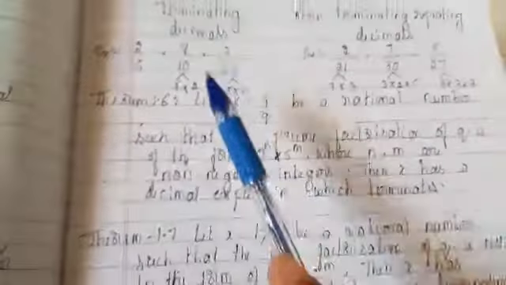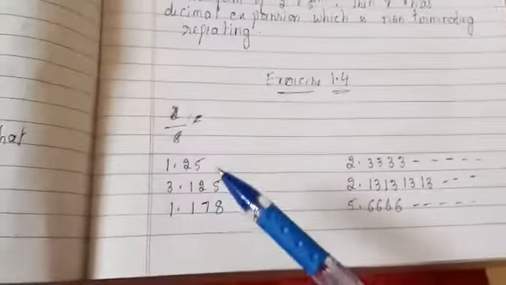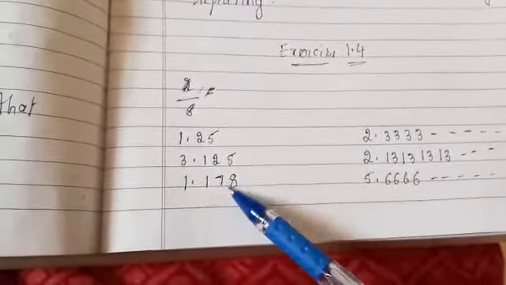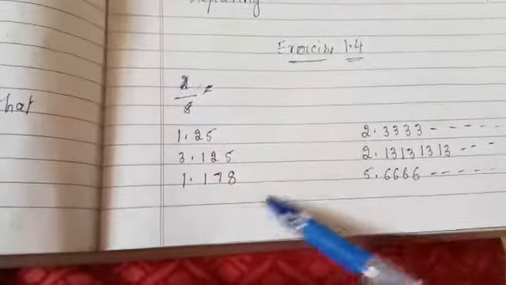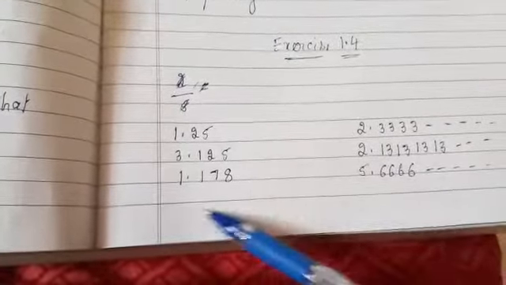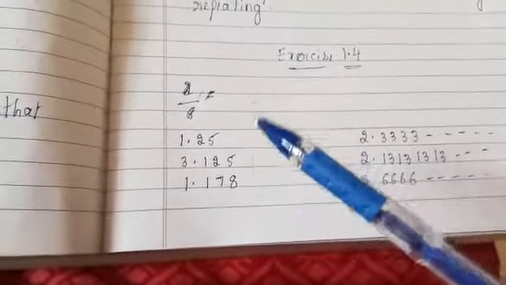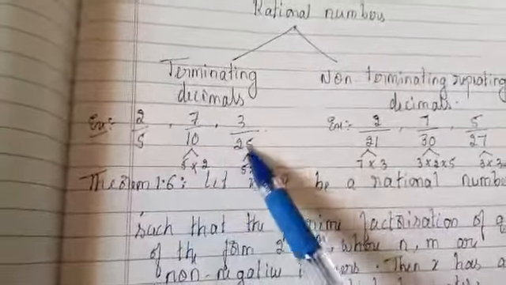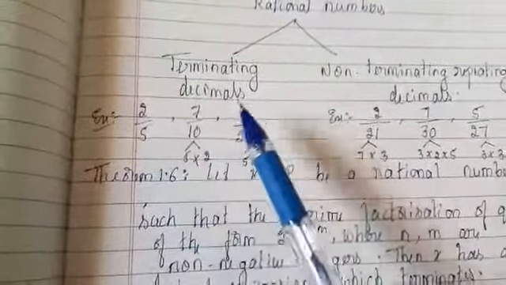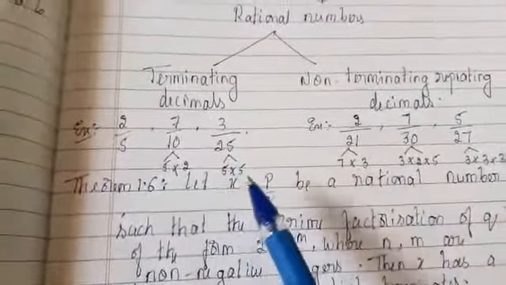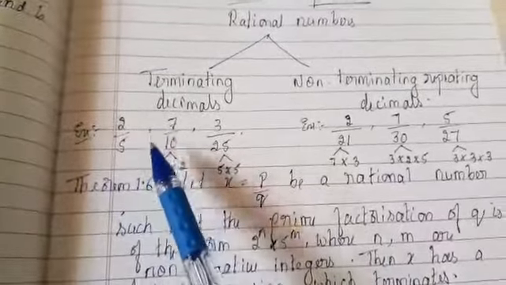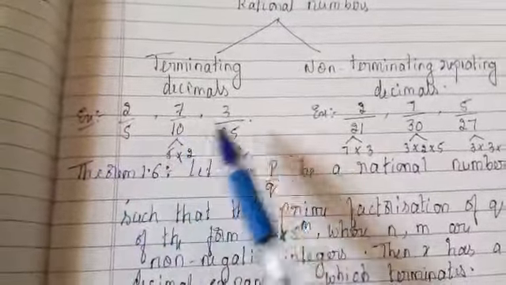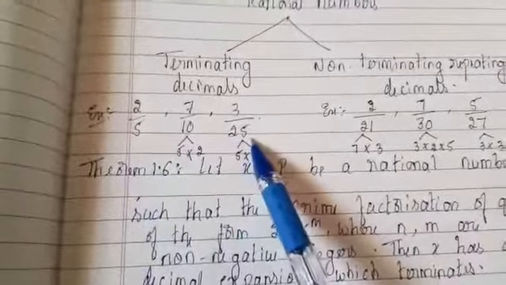What is the meaning of terminating decimals? You can see here 1.25, 3.125, 1.178. These types of decimals are called terminating. Terminate means it has stopped. By looking at the fractions, we can tell that it has a terminating decimal expansion. How? First, the denominator should be in simplest form. You can observe all three fractions.